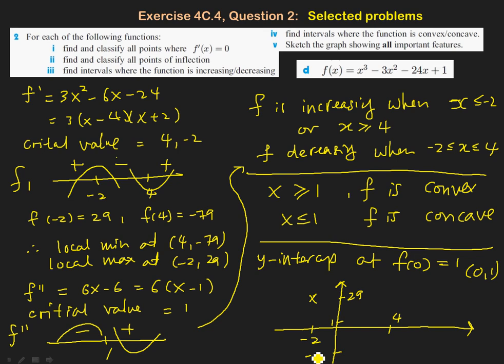There's 4, and here should be -79. So there are these 2 points to consider, and the y-intercept should be this one. When x is 1, it's roughly here. After the point 1, the curve is going to be like this. It's going to be convex, and before that it's going to be concave.